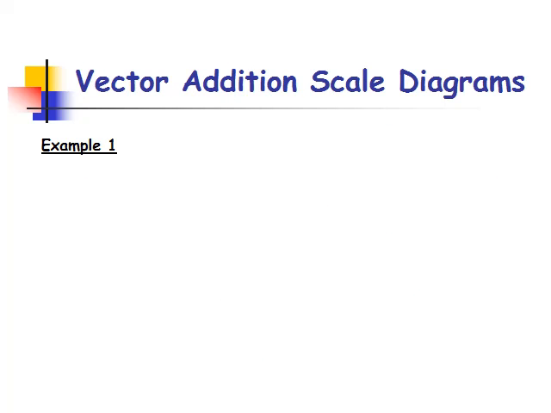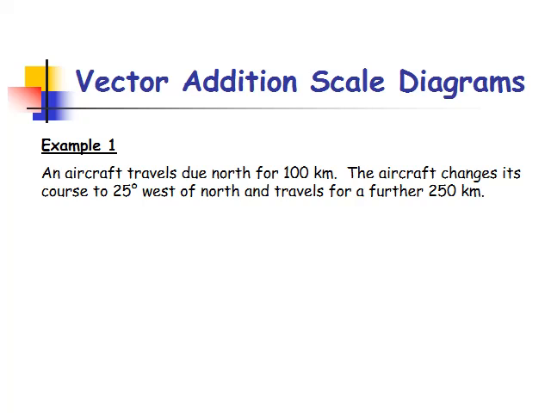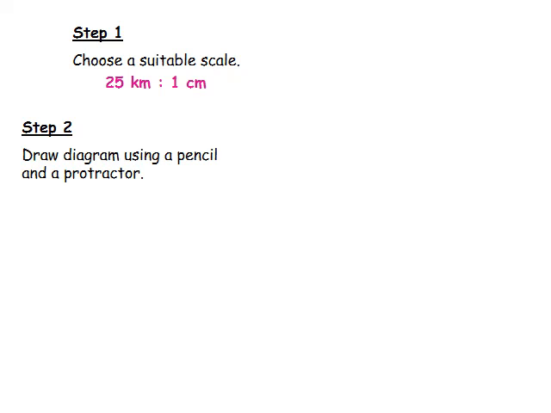Let's have a look at what else you could do, in a different example. An aircraft travels north for 100 km, then changes course 25 degrees west of north for a further 250 kilometers. We need to find its displacement. Choose a suitable scale, say 25 kilometers to 1 centimeter. Draw a diagram using pencil and protractor. Put on north, south, east, west.